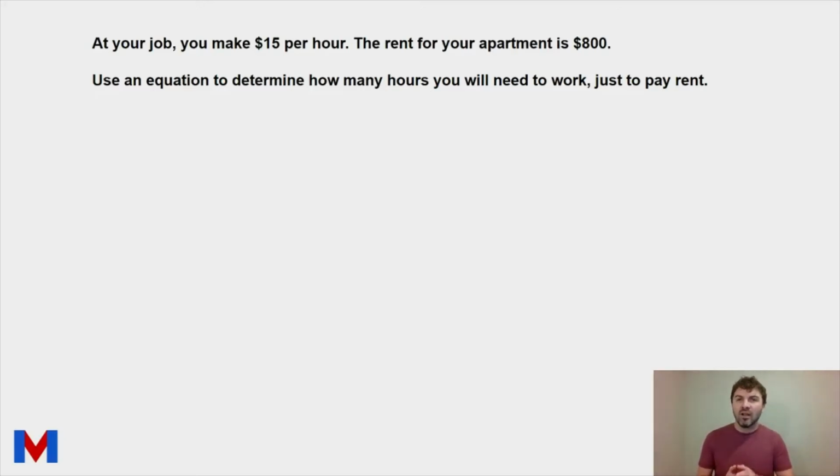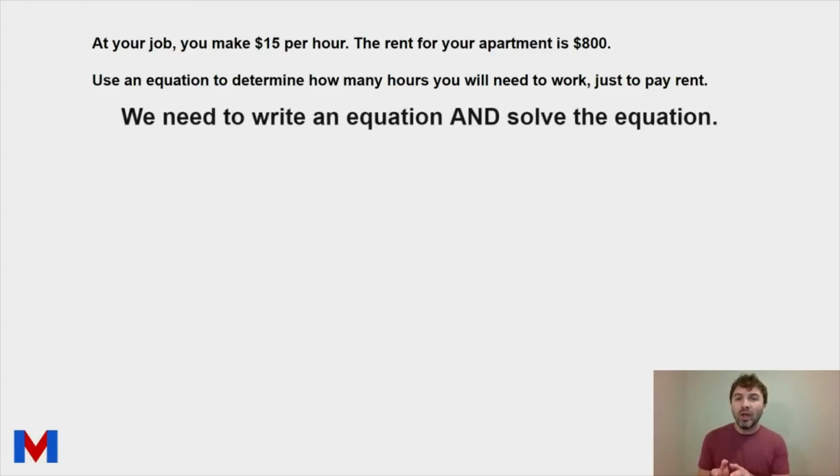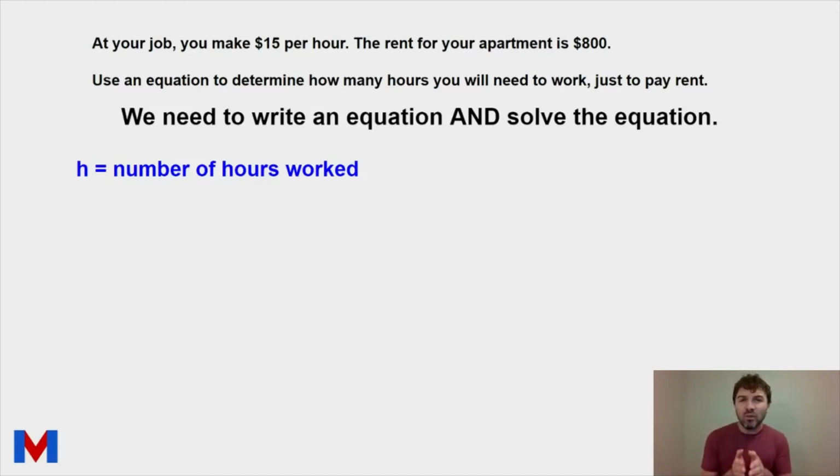All right, so with this, it says that we need to write an equation and then we need to solve the equation. When we're writing equations, that means we are working with variables. So in this one here, I'm gonna use H for the number of hours worked. I could have used W for work, or N for number, or D for dollars. You can use any variable you want. They all should represent the same thing, which is the amount of hours that you need to work. Any letter works, but they all represent that same thing.